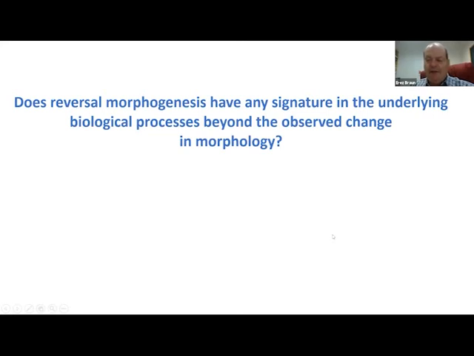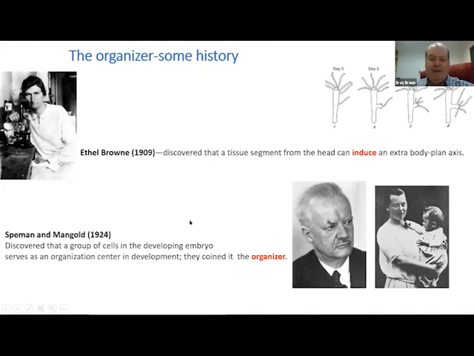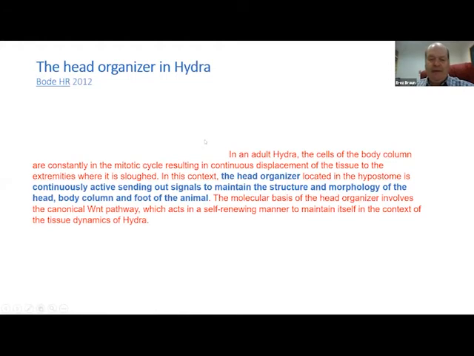Now, the question is whether the reversal of morphology is the only thing that happened, and the short answer is no. The head organizer is an important concept. I'm going to skip the history, but in all developmental processes the head organizer is a group of cells that induce order in development. In Hydra, the head organizer is a group of something like 50 cells that sit at the tip of the head, and induce direction and polarity of the axis, and allows Hydra to renew all its tissues all the time without losing the body plane.